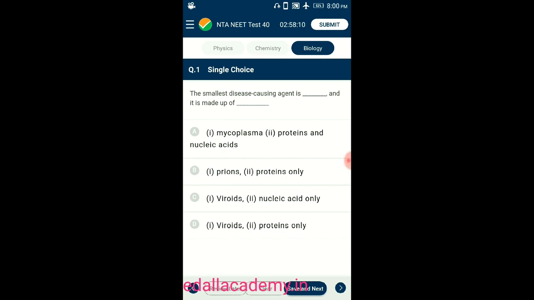Prions change normal proteins to an infectious form, and they are found to cause disease in animals and not in plants. So the correct option for this question is B. The smallest disease causing agent is prions and it is made up of proteins only.